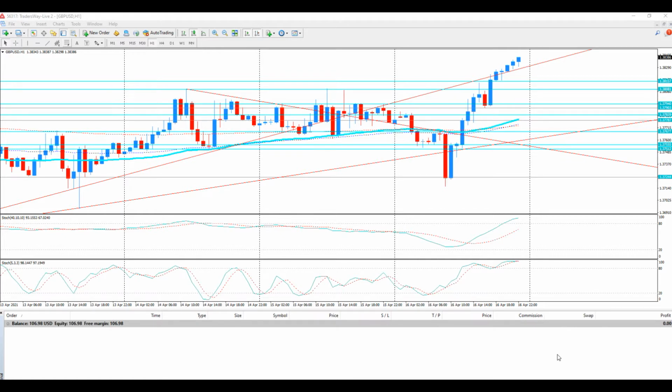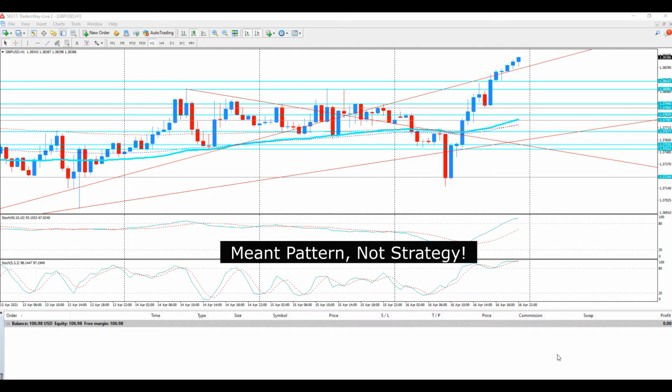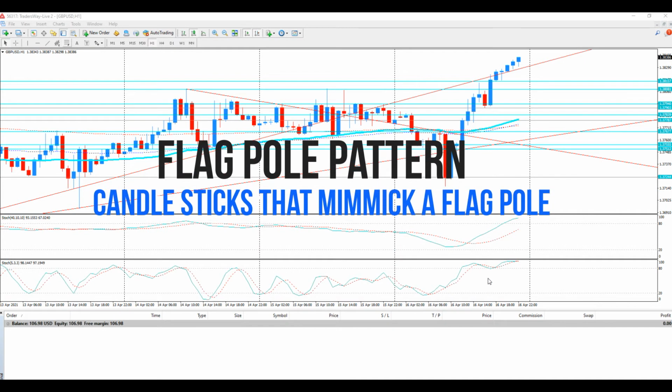All right, so now we are about to look at this setup, the setup that is responsible for wiping me out multiple times in the past. I could never figure out why I could make so much money in the market, and then all of a sudden one trade would completely wipe me out. But I figured out over time that it was actually a strategy, and when I saw this strategy, I automatically knew to either close the trade or take profit very, very quickly. Now, here's the pattern. The pattern is referred to as a flagpole pattern.